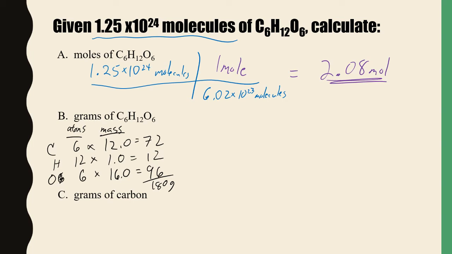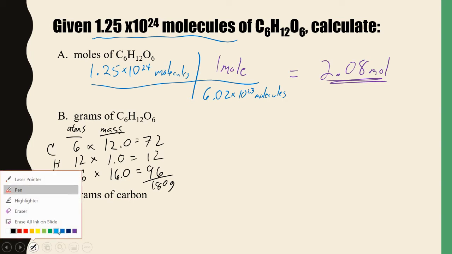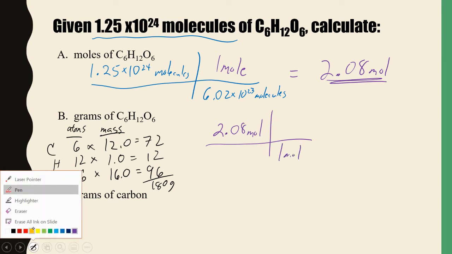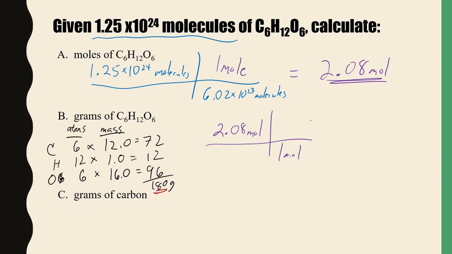So if we're converting moles to grams, which is what we have here, we have our 2.08 moles, and for every 1 mole, there's 180 grams, right? That's what we got here. There's 180 grams for every 1 mole of that, and that gives us 373 grams of sugar.